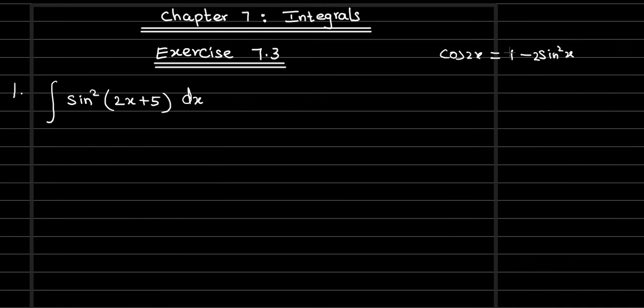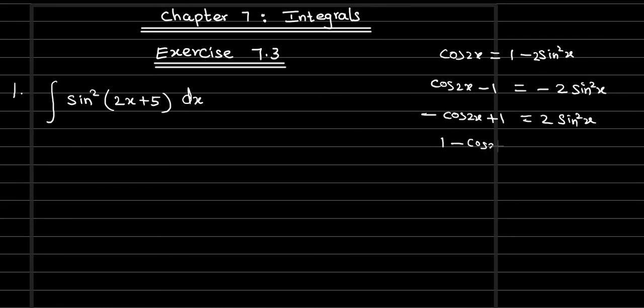So first we'll see what is sine square x in this. First sending 1 to the other side, cos 2x minus 1 equal to minus 2 sine square x. Now the minus sign also I'll carry to the other side. So minus cos 2x plus 1 equal to 2 sine square x. We need the formula only for sine square x, not 2 times, so this 2 also we are going to send to the other side. At the same time, I'm going to change the order. 1 minus cos 2x by 2 equal to sine square x. So what is the formula for sine square x? 1 minus cos 2x by 2.